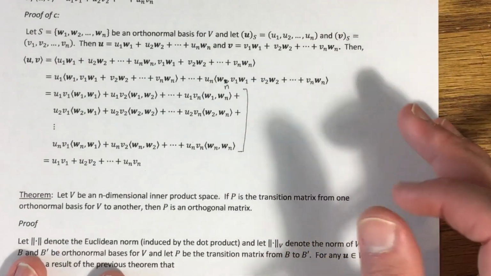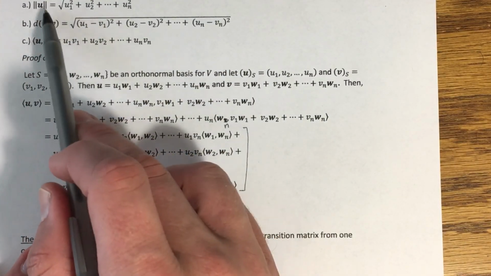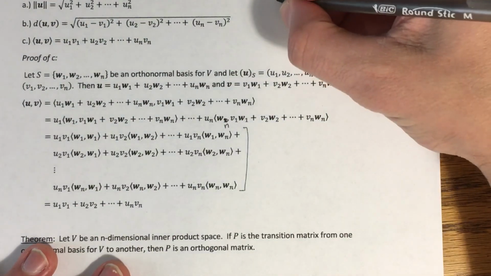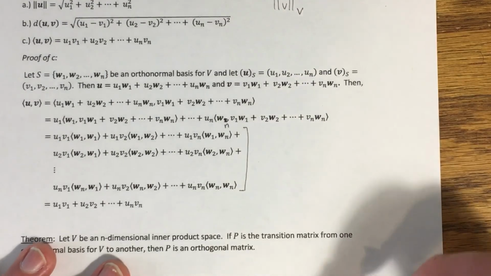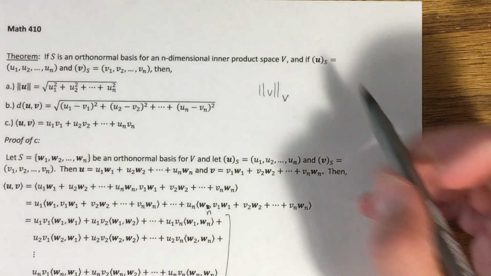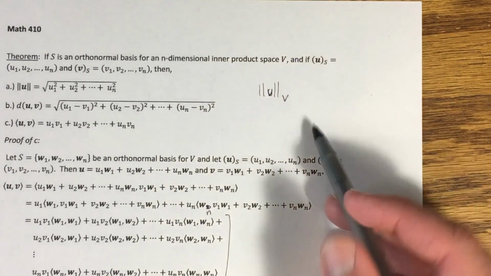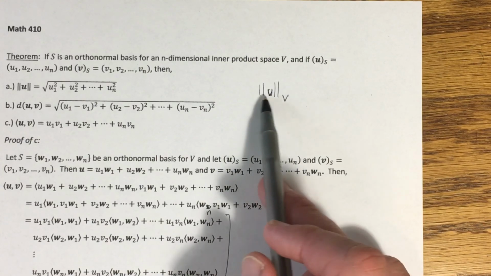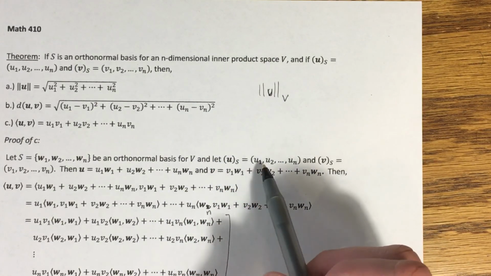So coming up here for a second, this norm right here, I'm going to be calling that this in this proof. The norm of U relative to V. And what I mean by this is the norm that you would normally use with whichever inner product we define for V.